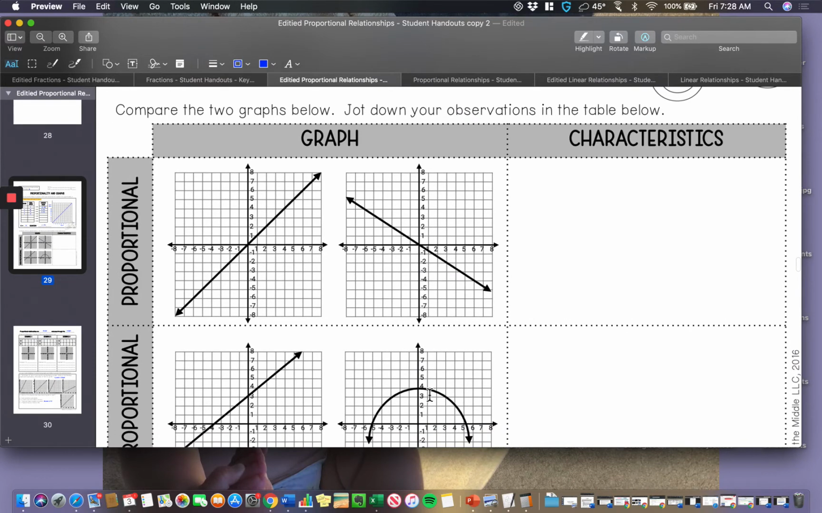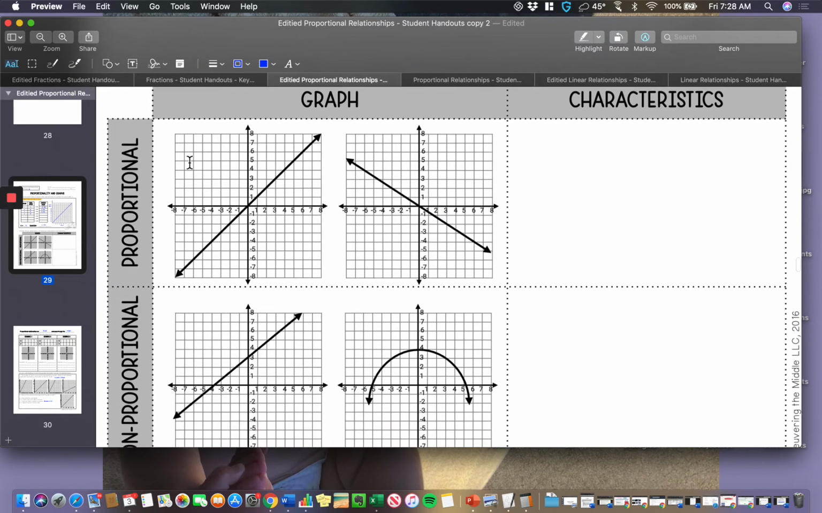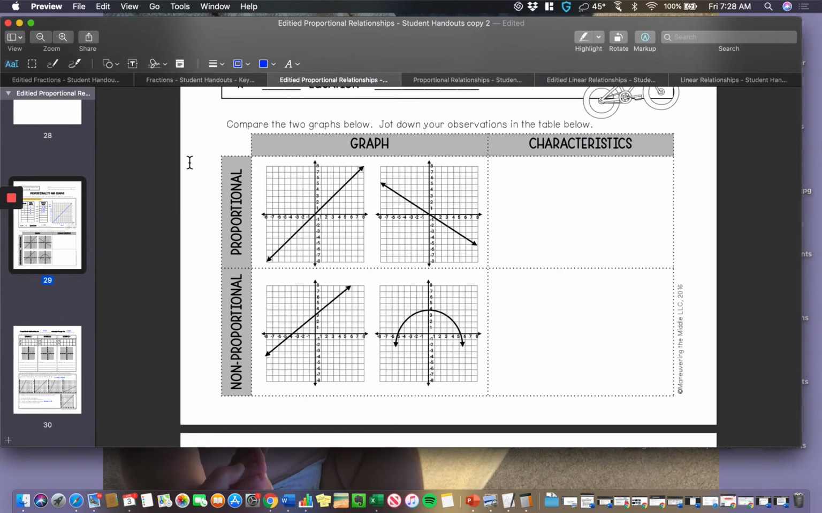So we're going to be comparing the two graphs below, and jot down your observations in the table. So one of the observations that I am making about these graphs here, if I'm looking at them, I can see that both of these graphs have straight lines.